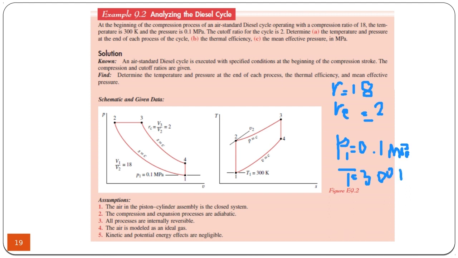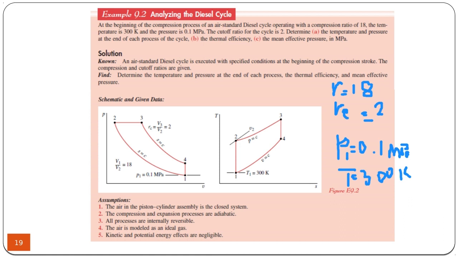We need to find the temperature and pressure at the end of each process. So we're going to find T1, T2, P2, T3, P3, T4, P4, and T5, P5. Then we will calculate the thermal efficiency of the system, which is W net divided by Qin. Then we're going to find the mean effective pressure of the system, which is W net divided by the displacement volume.